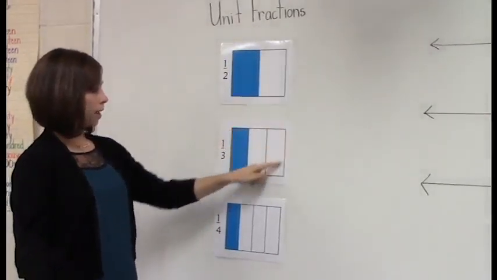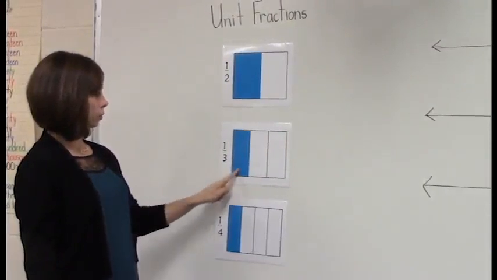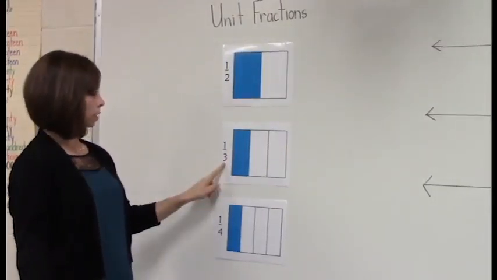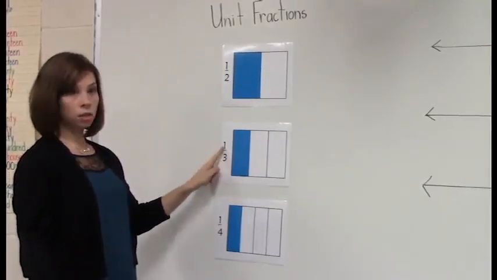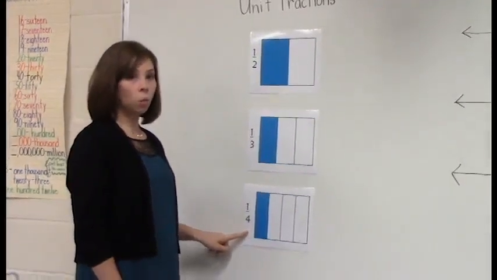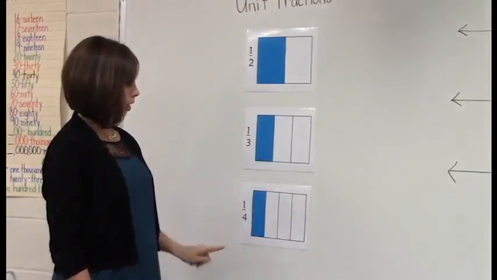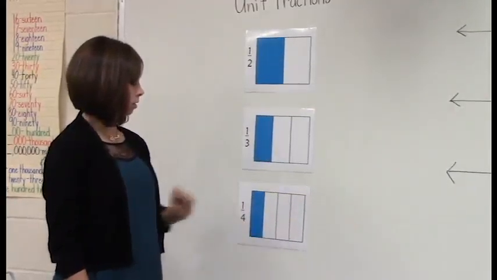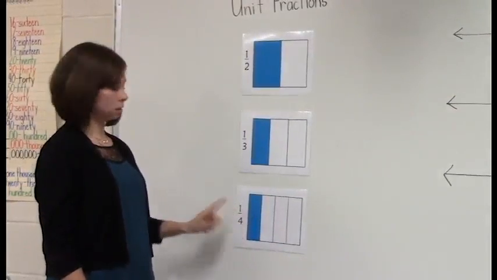This is the unit fraction 1/3. Again, I have divided my whole into equal parts. This time, I have divided it into 3 equal parts because my denominator is 3. I'm only considering one of these equal parts. And last, we have the unit fraction 1/4. This time, my whole has been divided into 4 equal parts, and I'm only considering one of these equal parts.